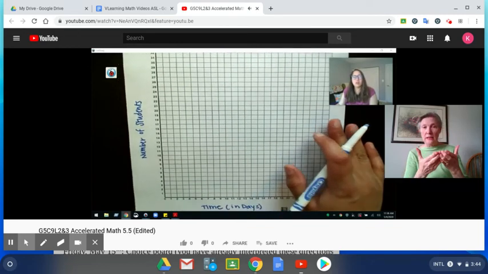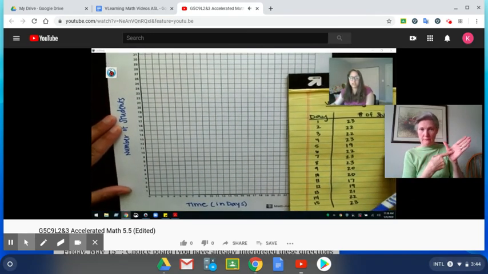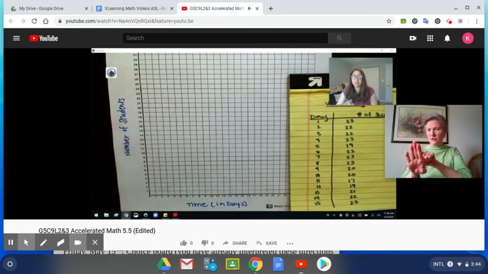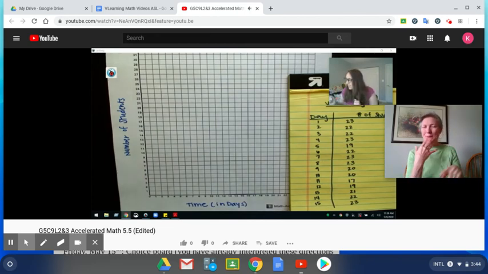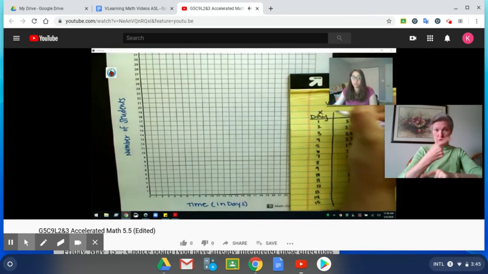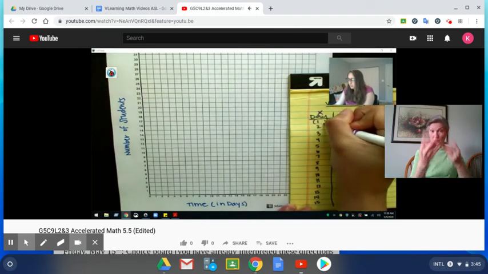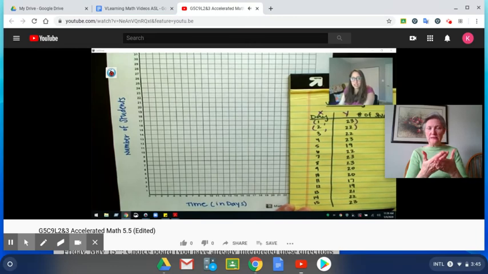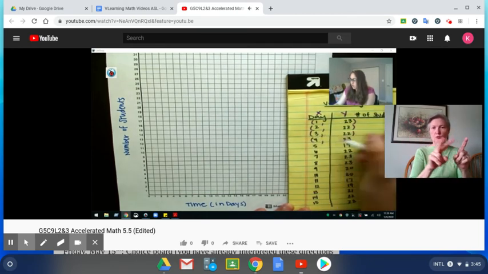All right, so now I'm going to take this table that I've got and put it right over here so we can both see it. I'm going to start plotting my data, and I'm going to use a different color. How about purple? That's my favorite color. I know that my x coordinate is going to be the time in days. My y coordinate is my number of students. So all of this data really is ordered pairs. Do you see how I'm taking this and turning it into an ordered pair? So I have (1, 23), (2, 22), (3, 23), and so on, right?